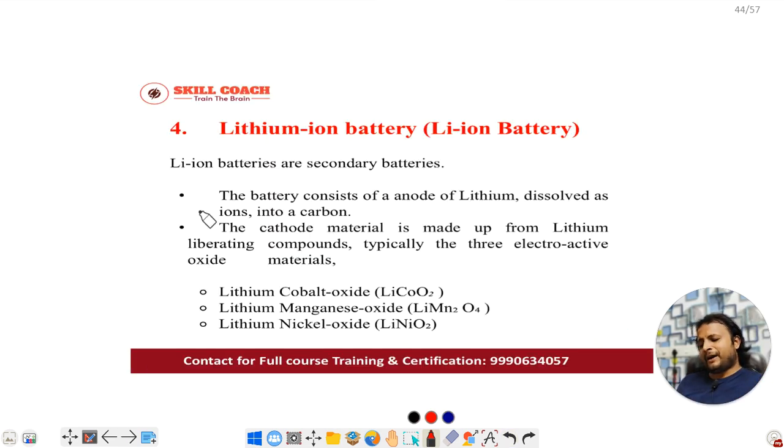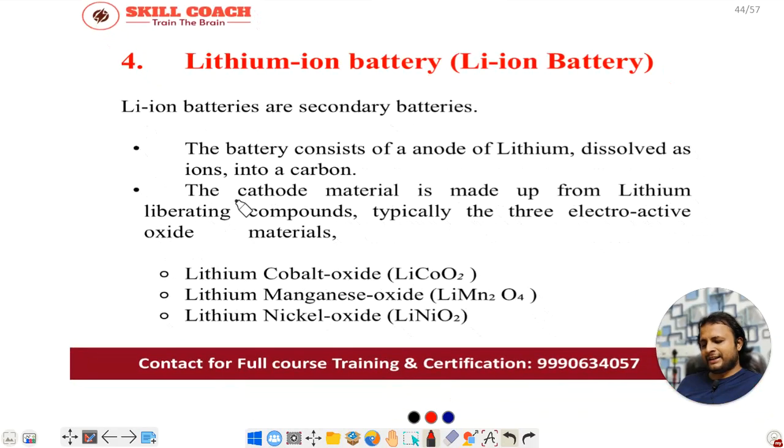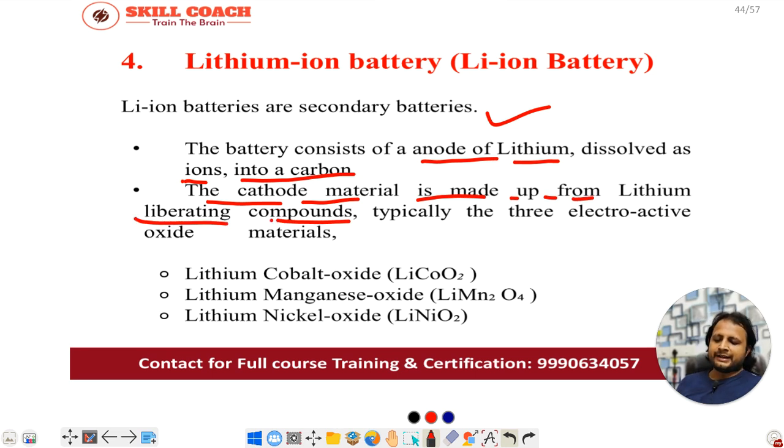And lithium ion batteries, what are lithium ion batteries? Lithium ion batteries are basically secondary batteries, consisting of an anode of lithium dissolved as ions into carbon, and the cathode material is made from lithium-liberating compounds. Typically there are 3 electroactive oxide materials: lithium cobalt oxide, lithium manganese oxide, and lithium nickel oxide. These are the electrode materials.